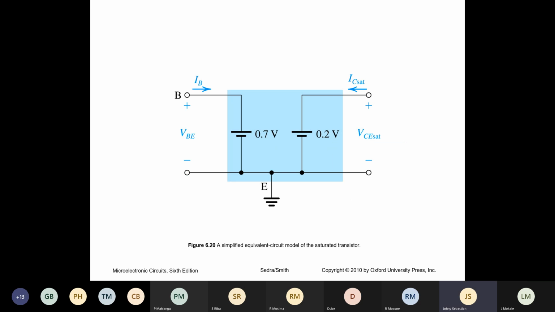This is a representation of a BJT. There is a base, a collector, and an emitter. This is your VBE of 0.7 volt and VCE of 0.2. VCE of 0.2 means this BJT is in saturation. At saturation, you get a saturation current, so the collector current is IC sat. That is how we represent it.